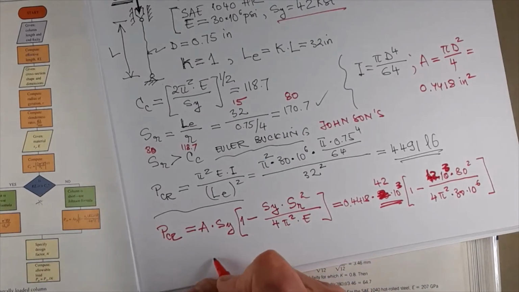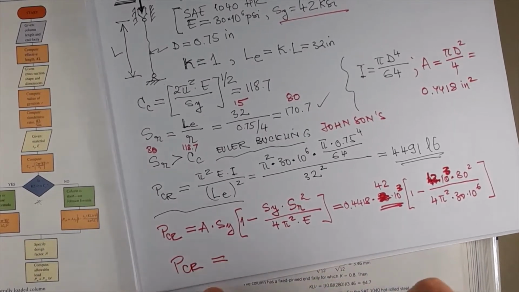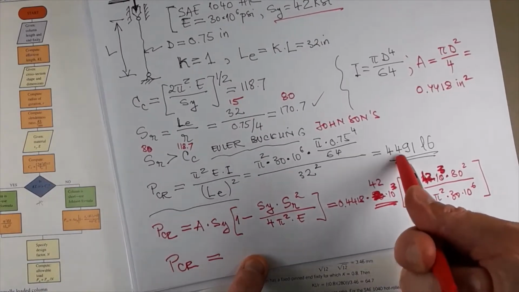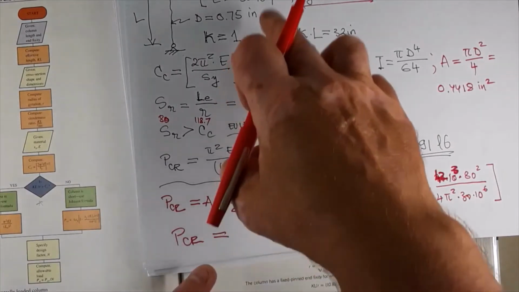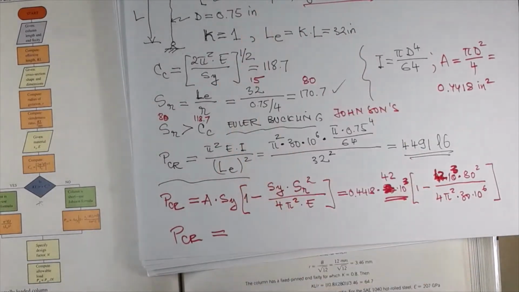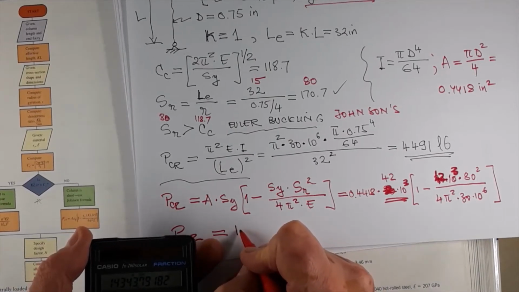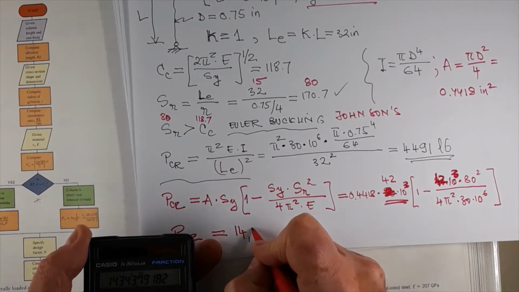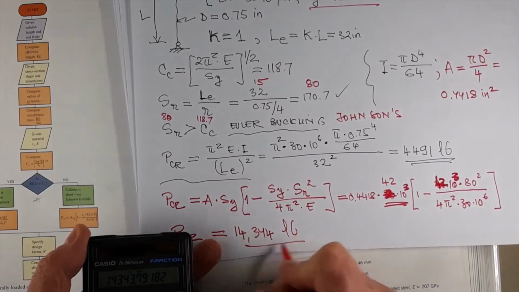So I've got the critical load, and before writing the number down, we definitely expect a value that is bigger than for the case of the slender column with 32 inch long length. So I have 14,344, we could say, pounds. Okay.